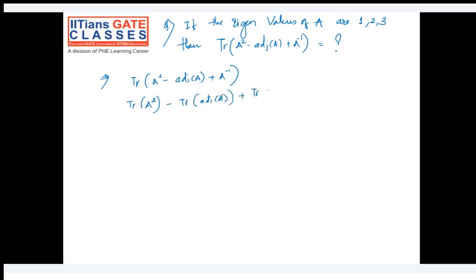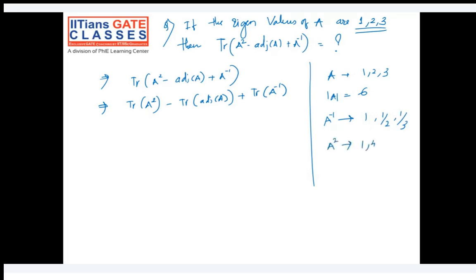So eigenvalues are 1, 2, 3. Eigenvalues of A, what they have given, are 1, 2, 3. What is the determinant of the matrix? Multiplication of the eigenvalues is the determinant of the matrix. So it is 6. Can you tell me the eigenvalues of A inverse? 1/1, 1/2, 1/3. So basically 1, 1/2, 1/3 are the eigenvalues of A inverse. What are the eigenvalues of A square? Lambda square, that is 1, 4, 9. And what are the eigenvalues of adjoint of A? Eigenvalues of adjoint are determinant of A divided by lambda. So basically 6/1, 6/2, and 6/3. In short, 6, 3, 2.